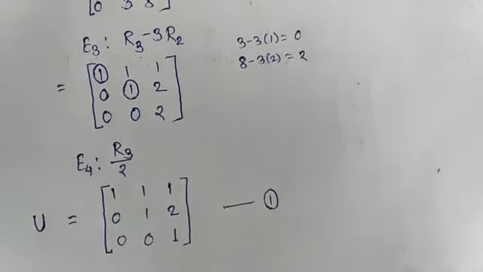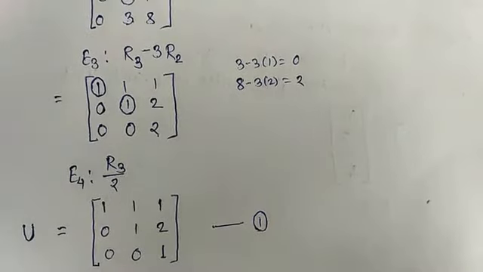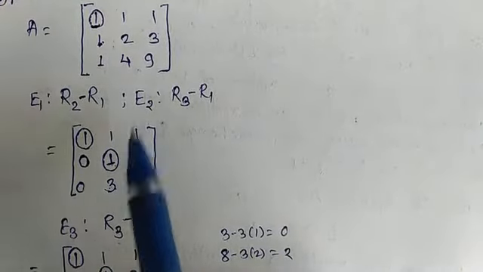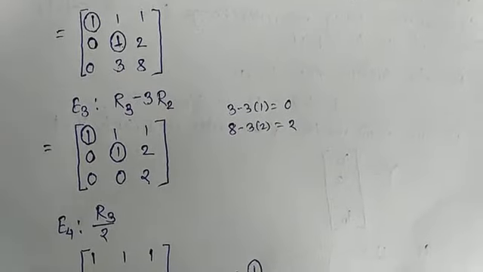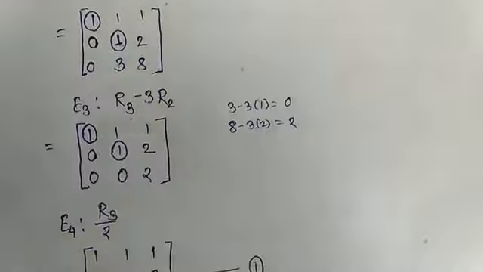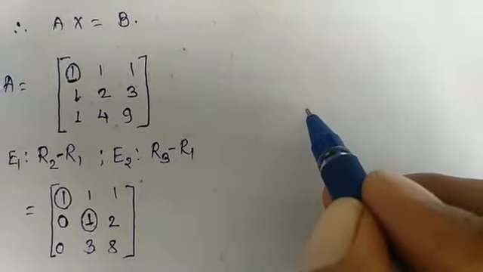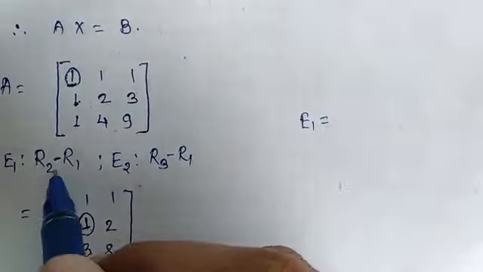Write it as equation number 1. Now we define row operations by elementary matrices E1, E2, E3 and E4. So we write E1, E2, E3, E4 by using these row operations, in front of that only.